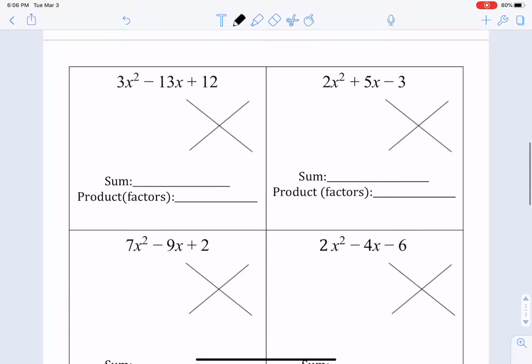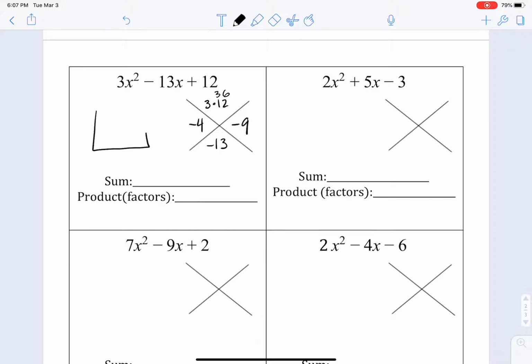So now we're going to start on this next example. We're going to take our A term of 3, multiply it by our C term of 12, and we're looking for factors of 36 that add up to negative 13. Both of them are going to have to be negative because we have a negative 13 value here. So I'm looking for two negative numbers, and I'm thinking negative 4 and negative 9. Those two add up to negative 13 and they multiply to 36.